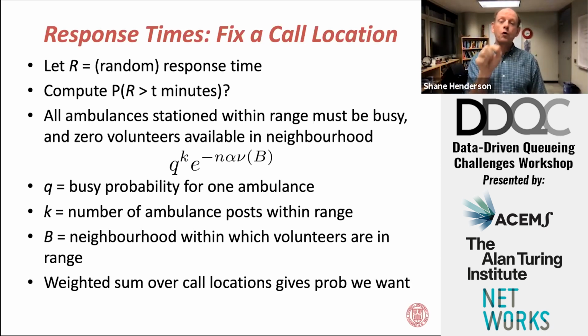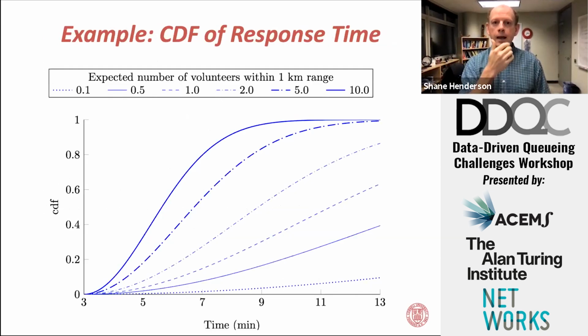And so this is all for one location. So there's a K for that location, and there's a set B for that location. The alpha could be specific to that location. But then what we're going to do is sum up over all call locations, weighting by the probability that the cardiac arrest happens at that location. And so that allows us to compute stuff like this. So this is the cumulative distribution function of the response time, assuming different densities of volunteers.